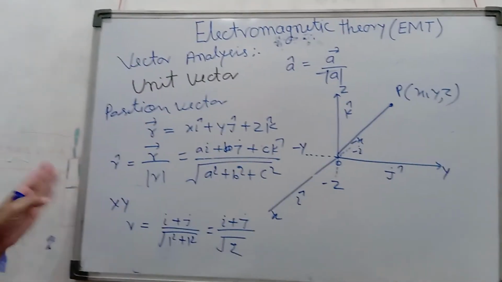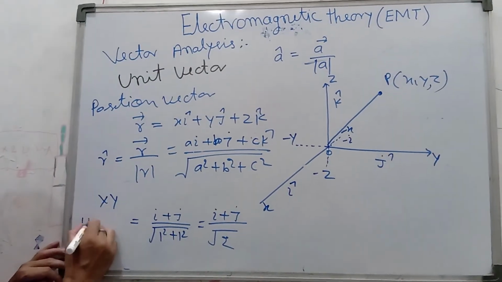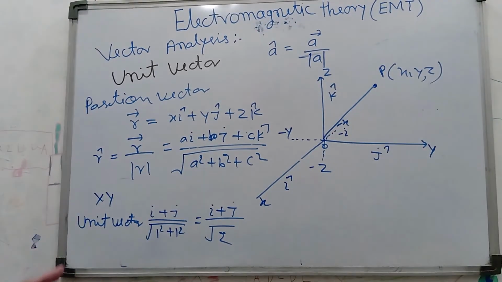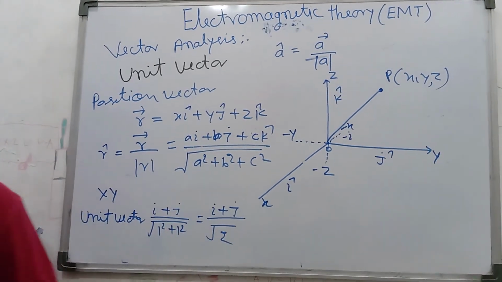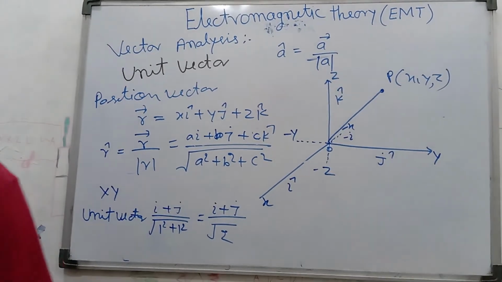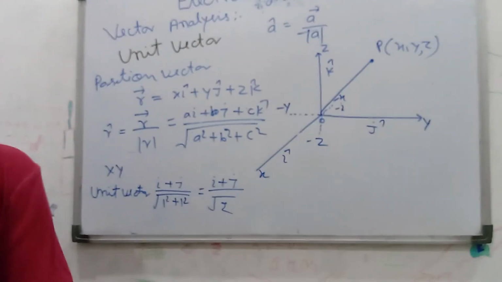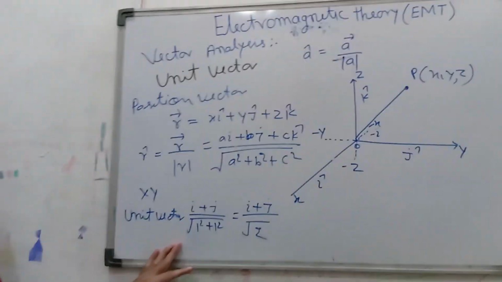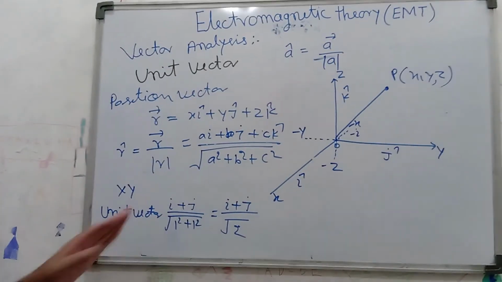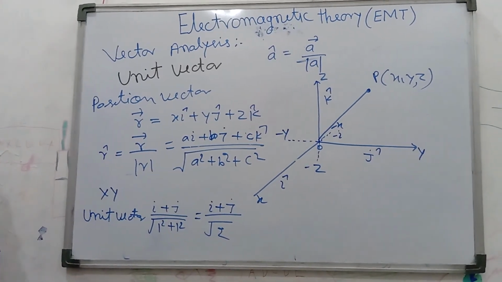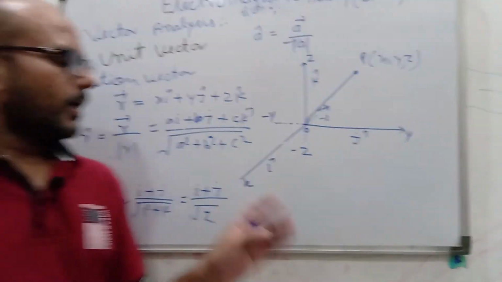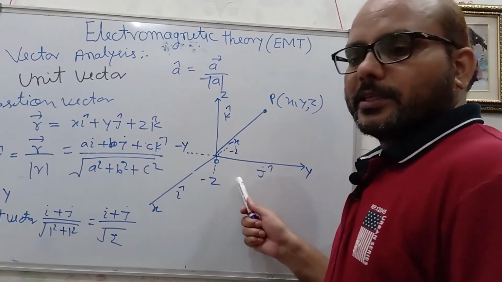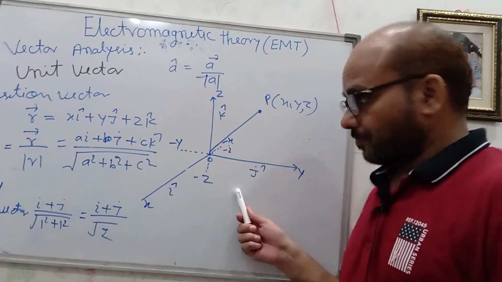In the same way, in 3 dimension, I cap plus J cap plus K cap upon under root 1 square plus 1 square plus 1 square, that is under root 3. So I think we have cleared the vector analysis. I cap, J cap and K cap are the unit vectors, and they are also called the base vectors.